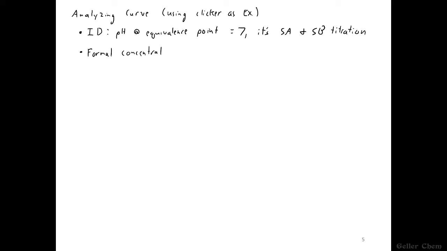Formal concentration of our acid, specifically our strong acid. And by identifying that we have a strong acid, we know that this is what happens. Our strong acid, whatever it may have been, dissociated 100% into protons and some ineffective weak conjugate base.